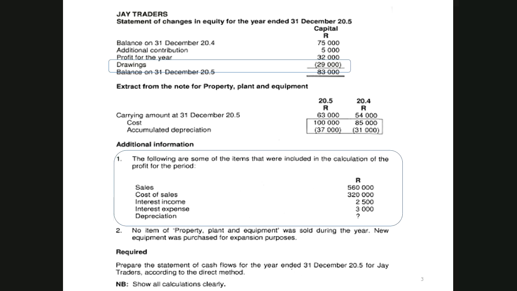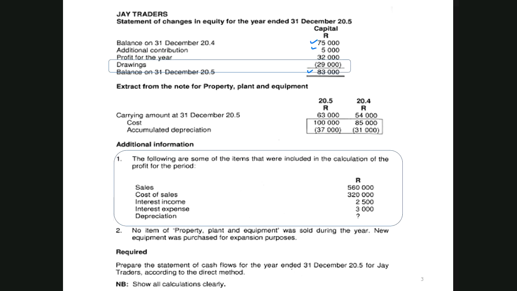Then the next page, they give us in this question a statement of changes in equity. So this is reconciling the capital balance at the beginning of the year to the capital balance at the end of the year. This additional contribution will be an amount we received from the owner that will go under the financing section. They've told us the profit for the year.